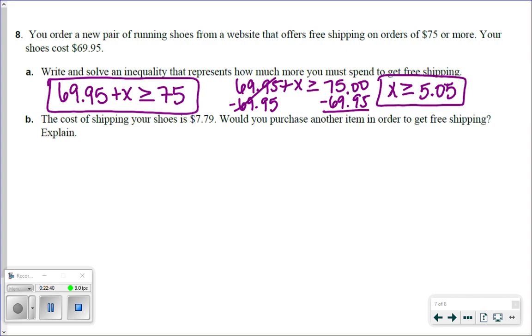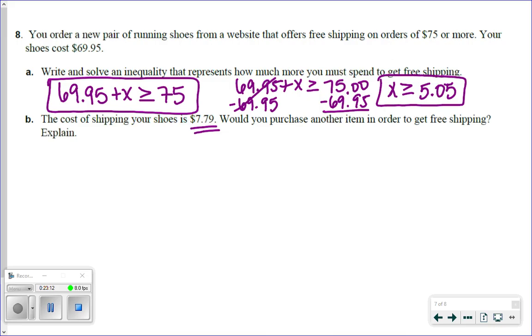The second part says the cost of shipping your shoes is $7.79. Would you purchase another order just to get the free shipping? So assuming that it's not something you would normally buy, would you purchase another just to get the free shipping? Well, anything $5.05 or more gives me free shipping, but it doesn't make sense for me to buy something that is more than this if I'm just doing it to get free shipping. If it's more than $7.79, then I'm better off just paying for the shipping, right?